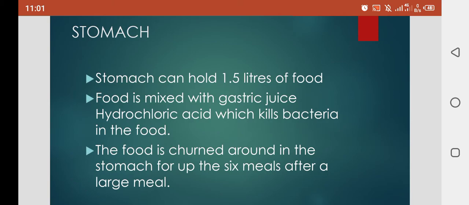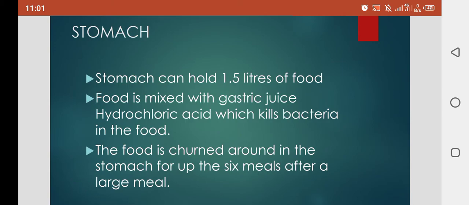Then the food is mixed with gastric juices and hydrochloric acid, which kills the bacteria in the food. Because we take the food from the environment, where different bacteria and germs are present, they get mixed with the food. So Allah made a proper system in our body: we have hydrochloric acid in our stomach which kills the bacteria and cleans the food of different types of germs, and we are protected from them.